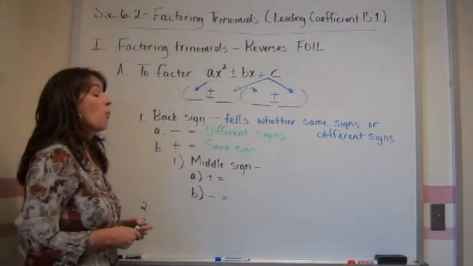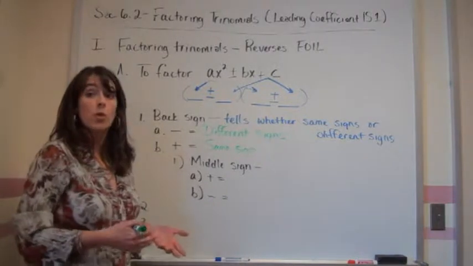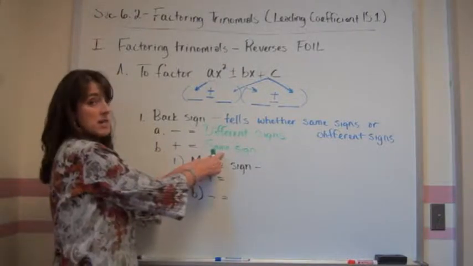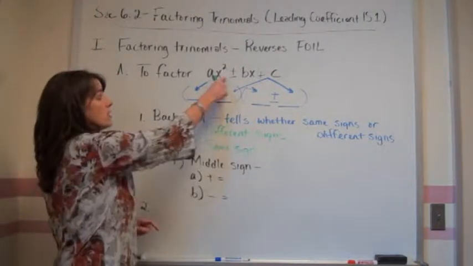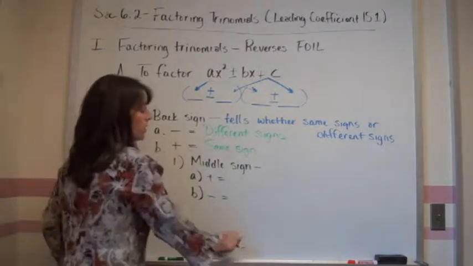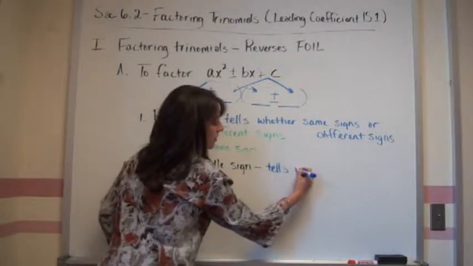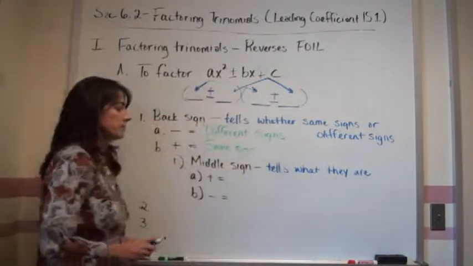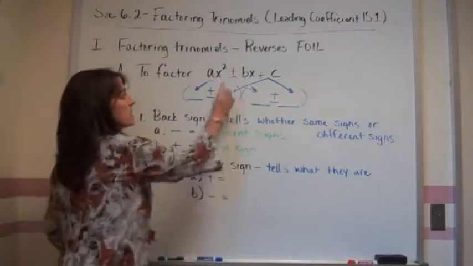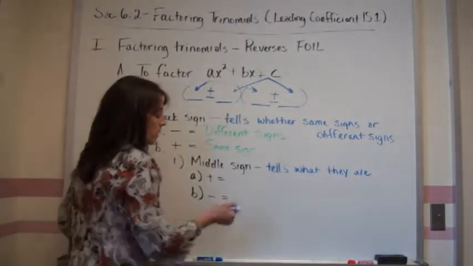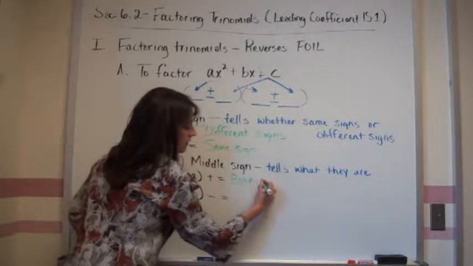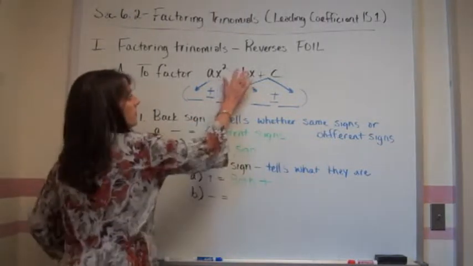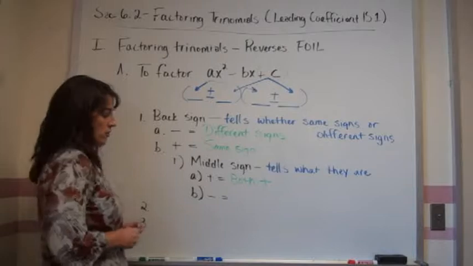Well, then the question is, what is that sign? Are they both positives or are they both negatives? Again, that's pretty easy to figure out, because once you've determined that you have the same sign, to figure out what the signs are, you look at this middle sign right here. So it will tell what they are. So in other words, if this middle sign is a positive, that tells you that they are both positive. If this is a negative, then that tells you that they're both negative.